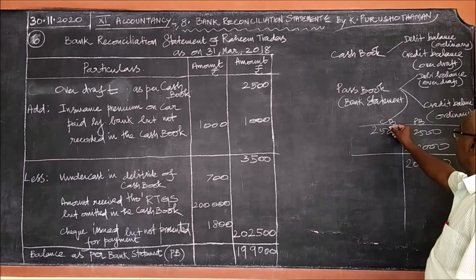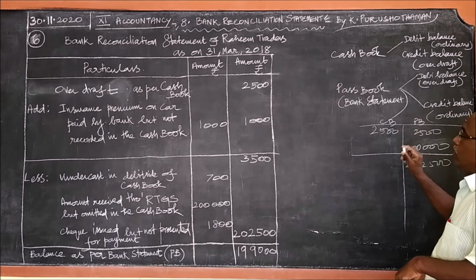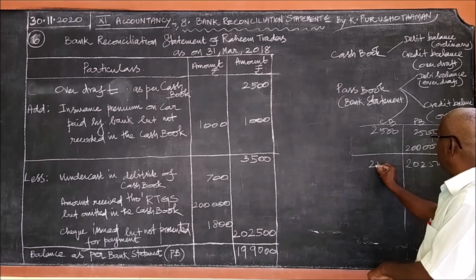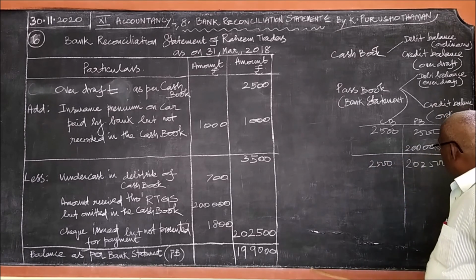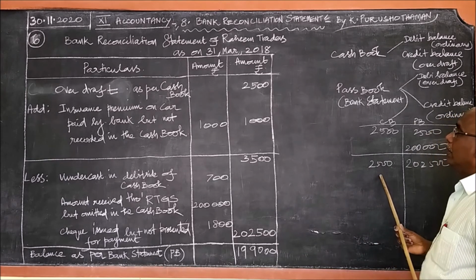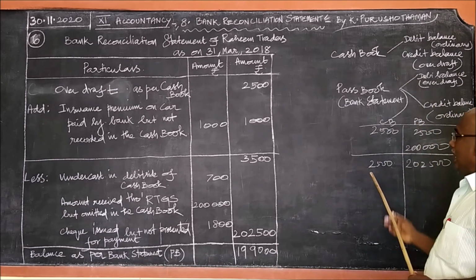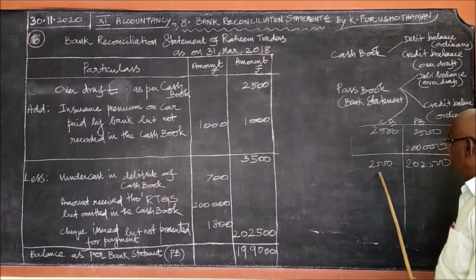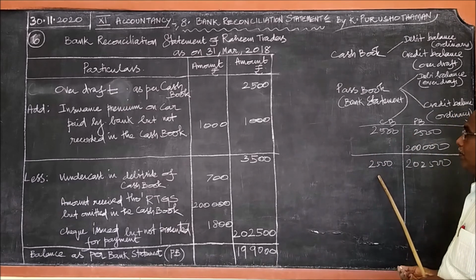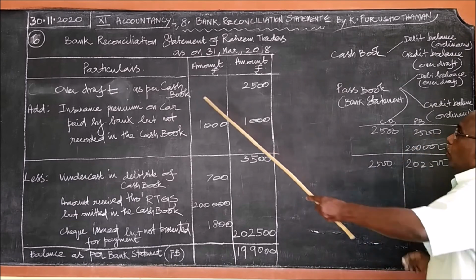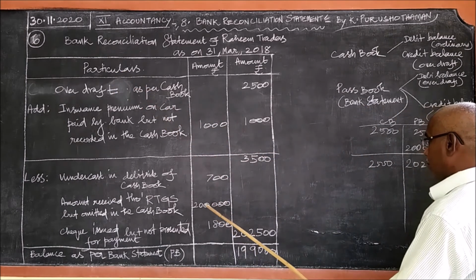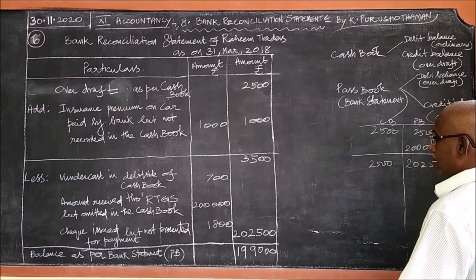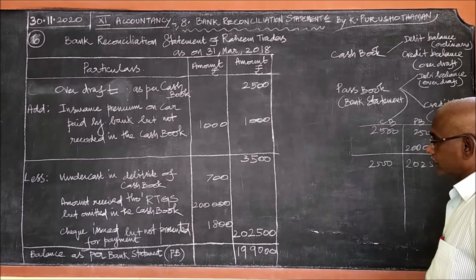But what happens? This is not brought to the notice of the cashier. Here it would be 2,500. So the balance is less. To increase the balance, to make the two equal, then what we should do? We should add. But this is from overdraft, therefore less. The 2 lakh rupees, what should we do? Less.